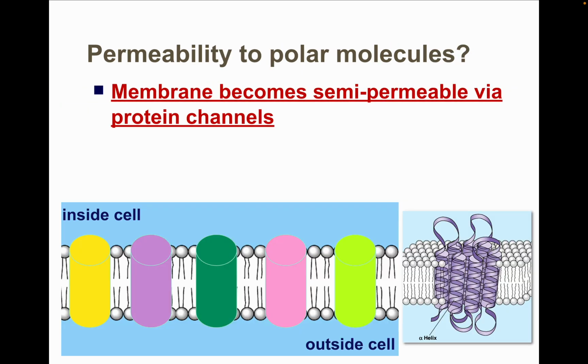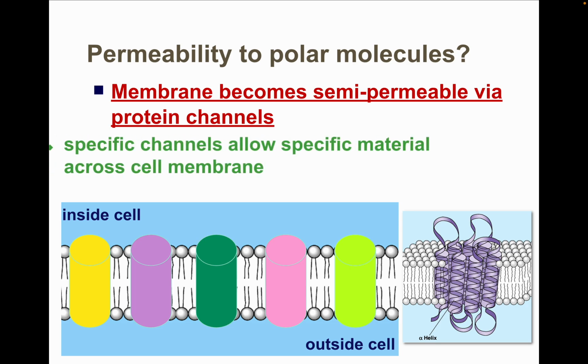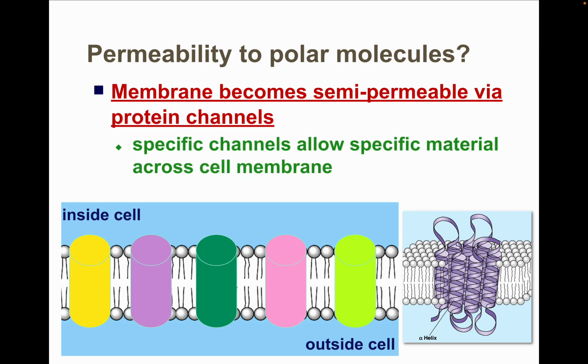So the membrane becomes semi-permeable via protein channels. We have these protein channels embedded into the cell membrane. These specific channels allow specific material across the cell membrane. So we're looking inside of the cell here, again, with water outside. We have these proteins, and we're going to really get into this in just a minute, and they're embedded into this membrane. And you should be thinking to yourself, how are they able to be embedded if this is a nonpolar region? That's a great question.